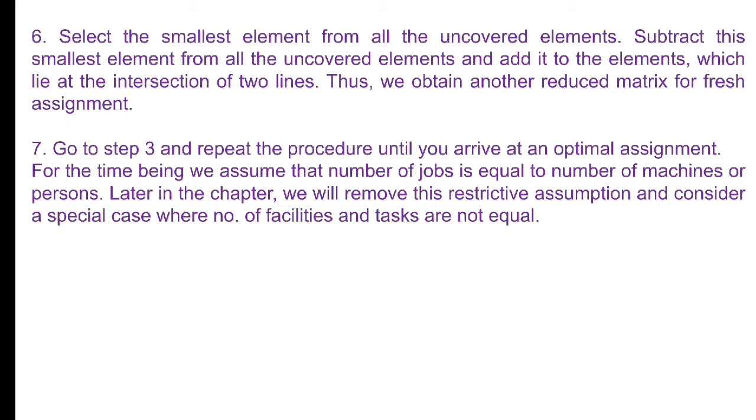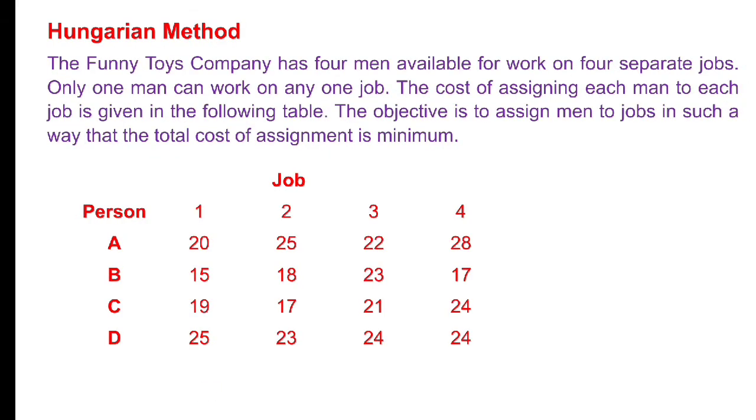For the time being, we assume that the number of jobs is equal to the number of machines or persons. Later, we will study the remaining parts. In our syllabus, we will consider only the simplest problem. The number of jobs equals the number of persons, so the matrix should always be square, 4 rows and 4 columns. Then you can make it.